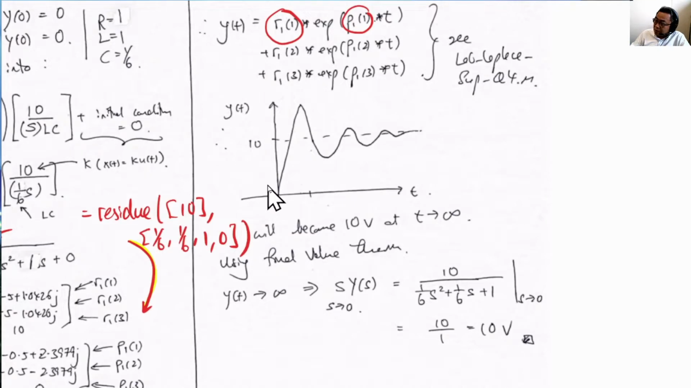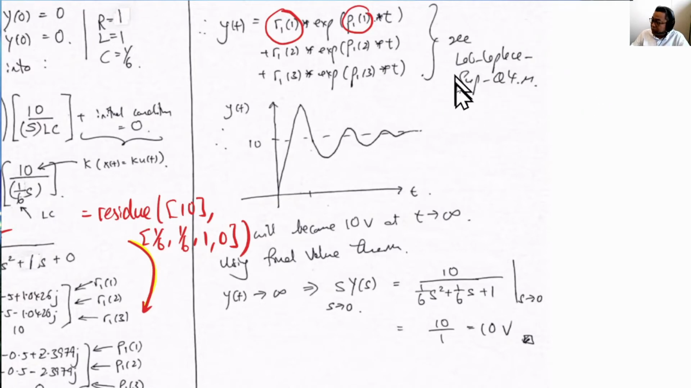From the plot, you can see that the voltage YT starts from time 0, it will overshoot, and finally it will stop at 10 volts. We'll ask you to find initial and final value using the initial and final value theorem, and you can check by yourself. Here we use the final value theorem, S times YS, letting S go to 0. When we solve it, it's 10 volts, similar to our plot.